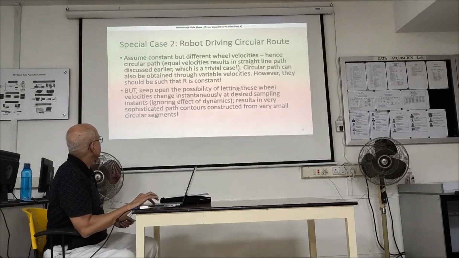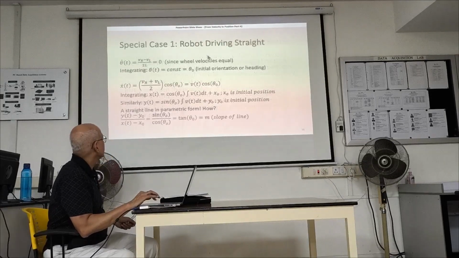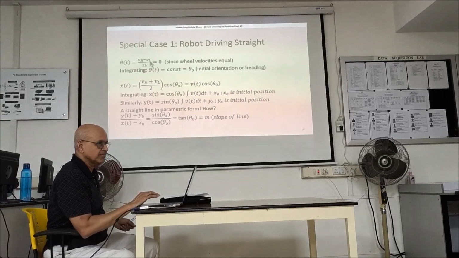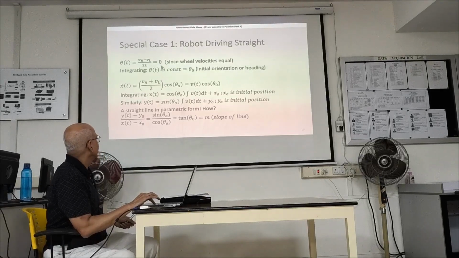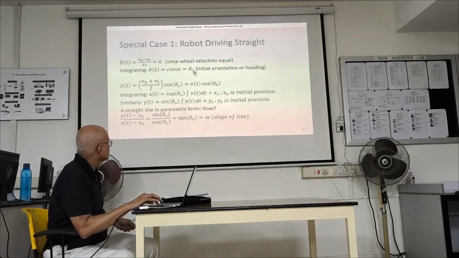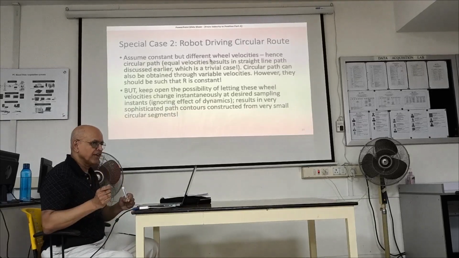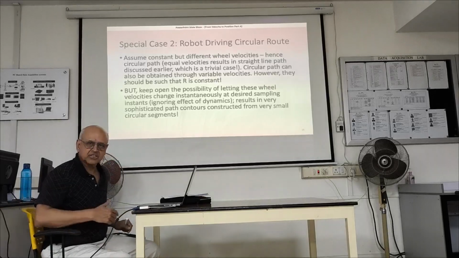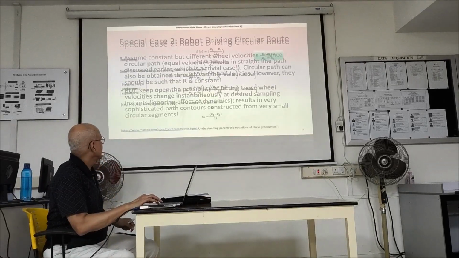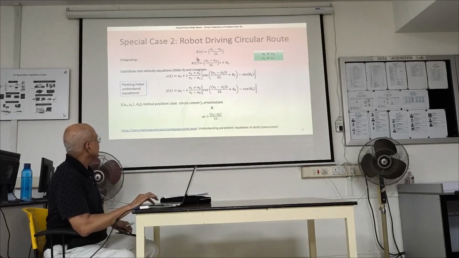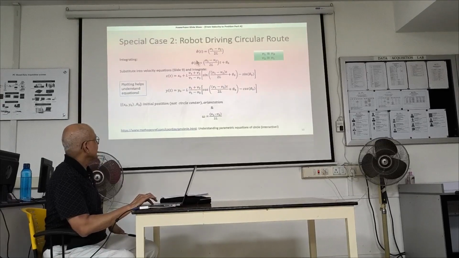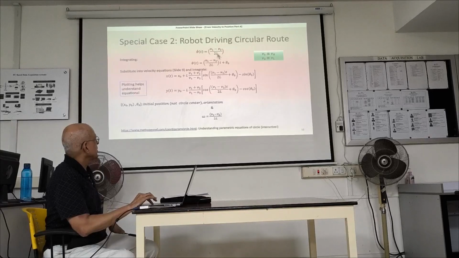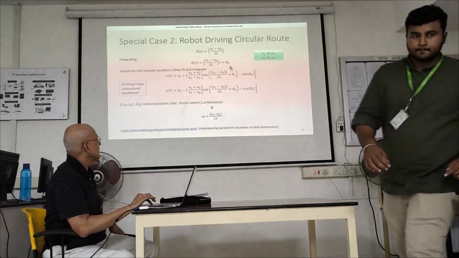If you assume the two wheel velocities, and here they were the same, so you get 0, and the integral of 0 is theta naught. But next, we assume two different wheel velocities that are constant. That should produce a circle, from all the discussions we've had so far. So theta dot of t, the third equation, is v1 minus v2, with v1 and v2 constants. You can integrate it now. Theta of t is v1 minus v2 over 2l times t plus theta naught.